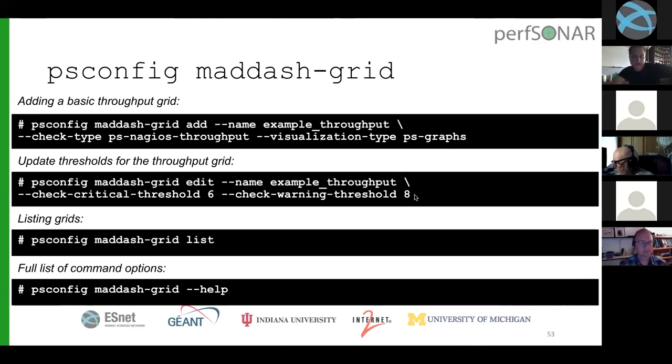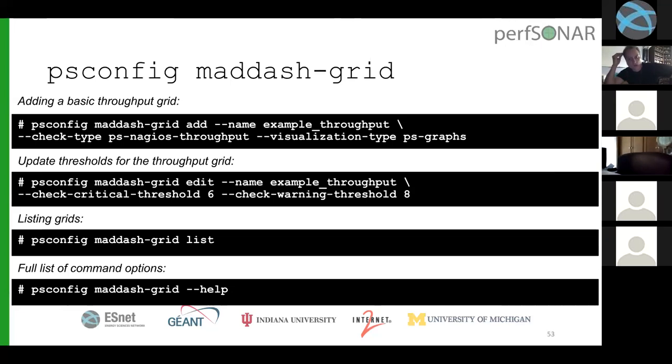If you look at this second example, it's the maddash-grid edit command. So I can edit that grid I just added if I want to change the threshold, and there are command options for doing that. So this 6 and 8 is actually gigabits per second. It will depend on the plugin that you're using. The PS Nagios throughput is gigabits per second, so it knows that. If you want more details on what a plugin is doing, there are actually commands. I don't have those here. They're in the documentation and give you more information on the plugin. So that's all command-based and hopefully a little more self-documenting than things were in the past.